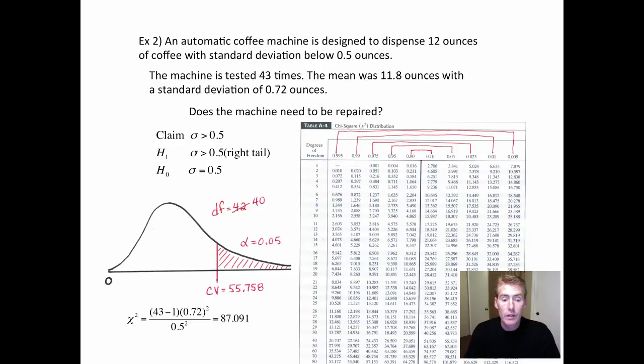Now we just do the formula for chi-squared. So this is the sample standard deviation squared. This is the number in the claim squared. Degrees of freedom goes right here. And then it turns out to be 87, which definitely goes past 55.